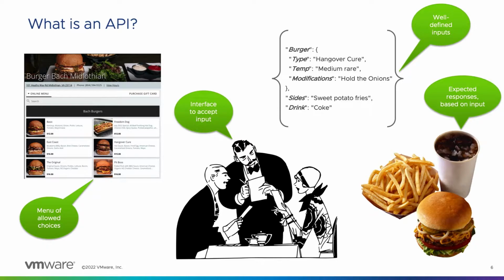And once the waitstaff has taken that order, they can pass that to the program, or in this case, the kitchen, for processing. And after a few minutes, the waitstaff brings you your burger without onions, medium rare, with sweet potato fries on the side, and a Coke to drink. So we can see that an API allows us to interact with the program in a predefined way, providing expected inputs and receiving expected results. We can interact with an API via command line, a web interface like the VMware Cloud Developer Center, or through code like what we're going to show today with Python.